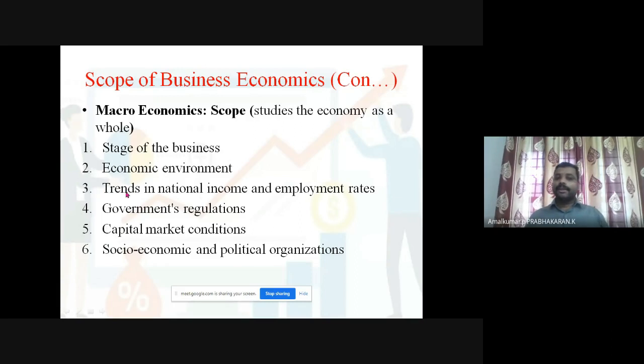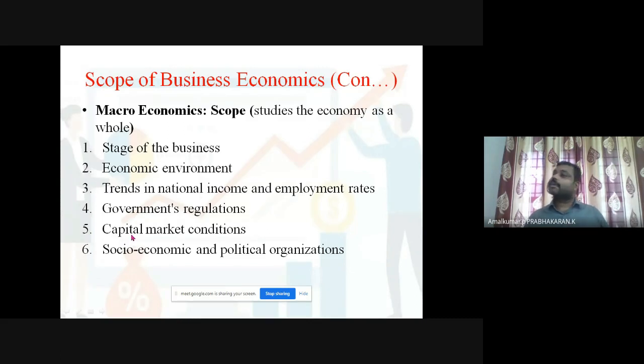And the third one, trends in national income. We want to know the trends in national income and the employment rate. Again, we use the macroeconomic theories. Then the fourth one, the government's regulation. The government regulation affects the entire industry, the whole nation. So we use the macroeconomic theories for examining the government regulations.